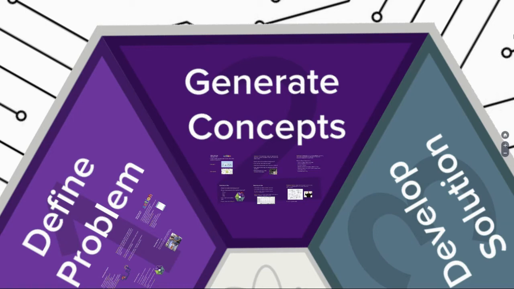In our last video, we started looking at the engineering design process. We learned what a design process is, we learned how to define the problem, and we learned some techniques for generating concepts. In this video, we're going to pick up right where we left off and find out how we can turn these ideas into a real working plan of action.